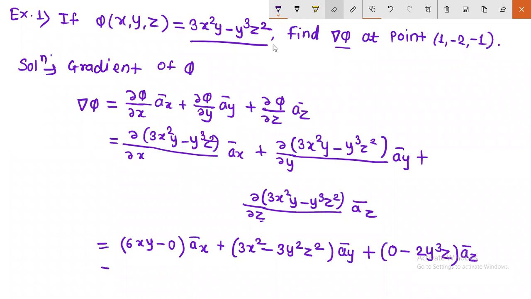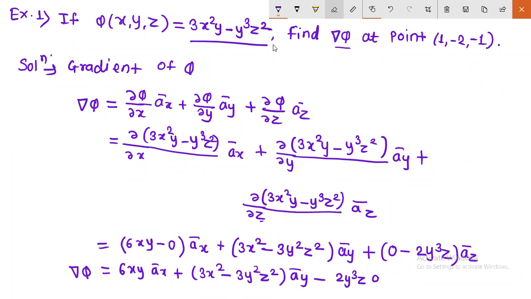So we'll write this term finally as del phi is equal to 6xy into unit vector a bar x, plus this term will remain as it is, that is 3x square minus 3y square z square into unit vector a bar y, and minus 2y cube z into unit vector a bar z. Up to this point, any doubt?